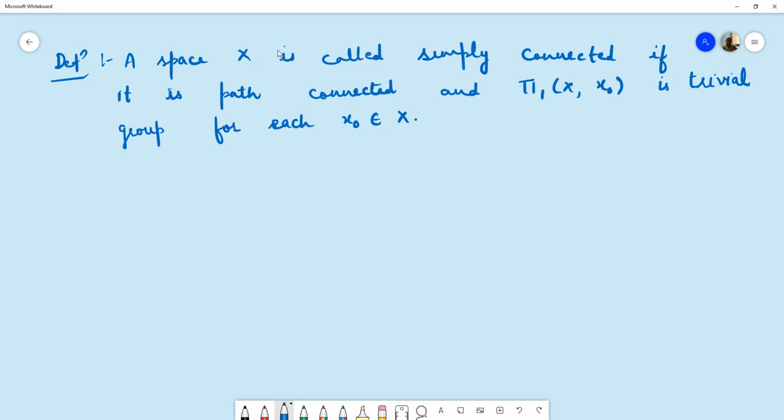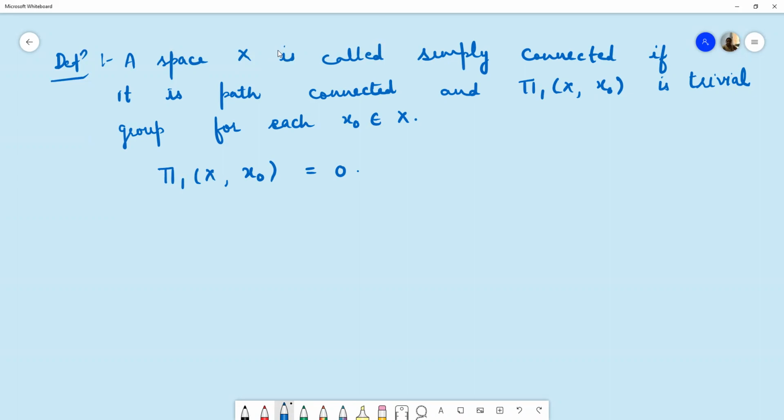We can say that this fundamental group is trivial for some point x naught, because we know when the space is path connected, the fundamental group is independent of the base point. So if it is trivial for only one point x naught, then it is trivial for all points. So in this case, we will write pi1(X, x naught) is 0, because we are assuming that it is trivial and contains only the identity element. So we will denote that identity element by 0.